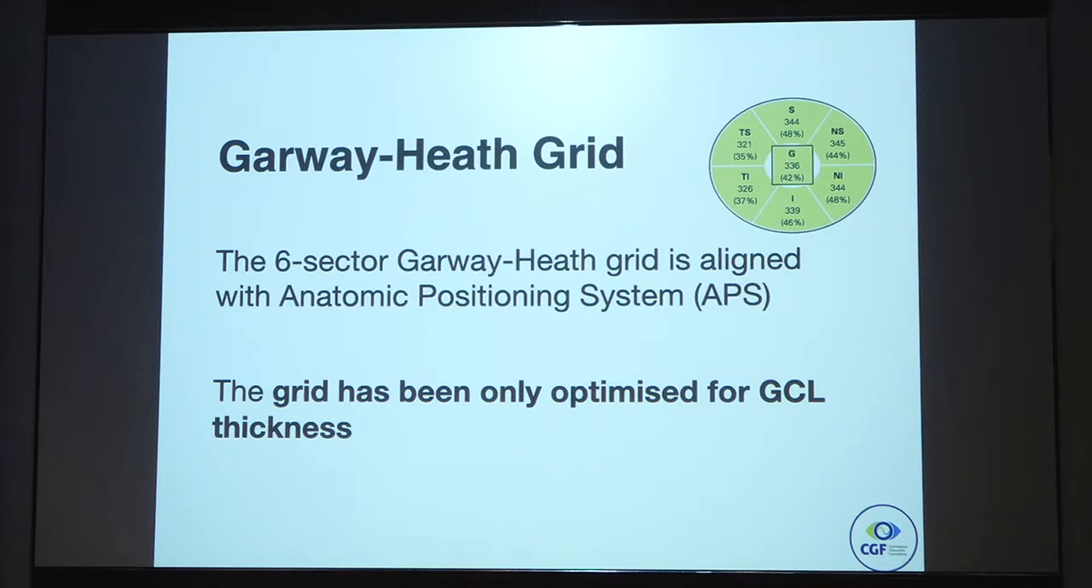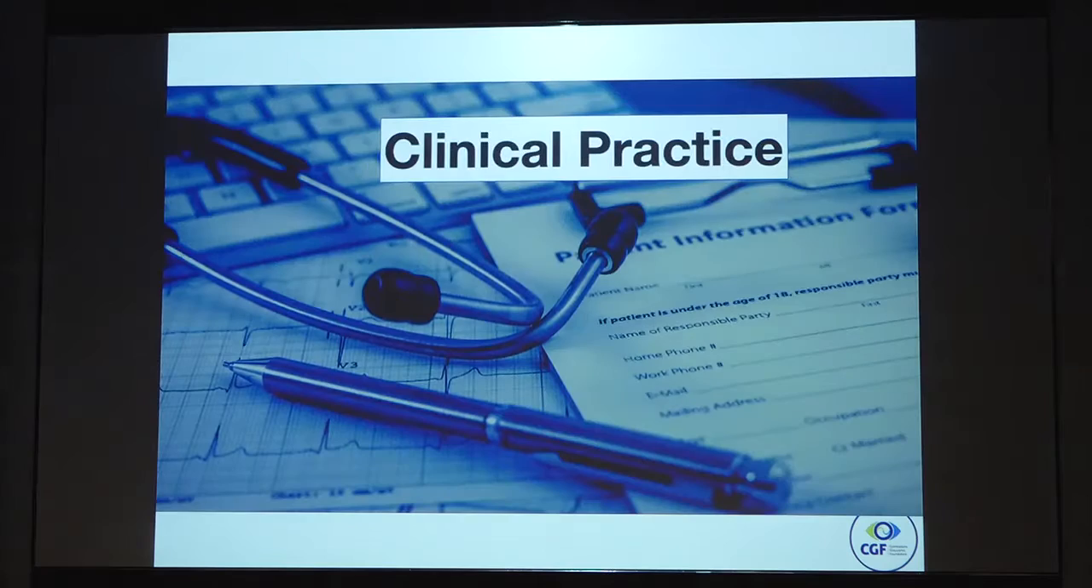So let's look at the minimum rim width and what the Garway-Heath grid analysis is all about. This is basically a 6-sector Garway-Heath grid aligned with the anatomic positioning system, which will be described by Prasanna a little later. The grid is basically optimized for the GCL arrangement, so subsequent speakers can show you the GCL mapping.